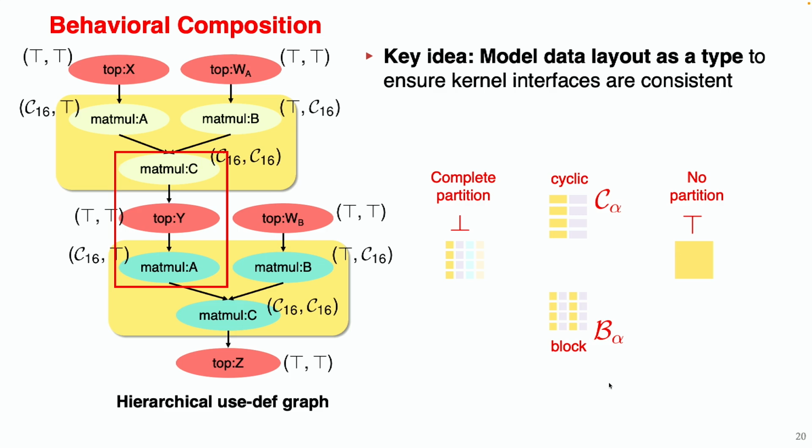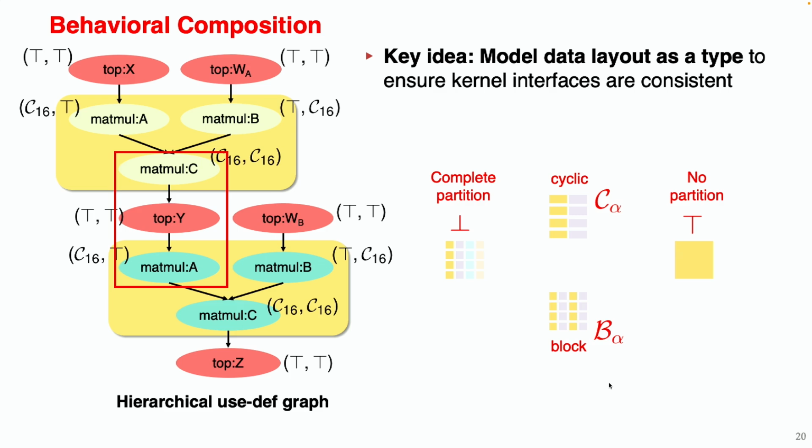And to make sure the interface is consistent, we can create a use-def graph for the function arguments. And the key idea here is that we can model the data layout, such as the memory partitioning, as types. Basically, partitioning on hardware means creating multiple banks. So we introduce 4 base types to describe the partition strategies: complete, cyclic, block, and no partition, which are very similar to the HLS partition pragmas.